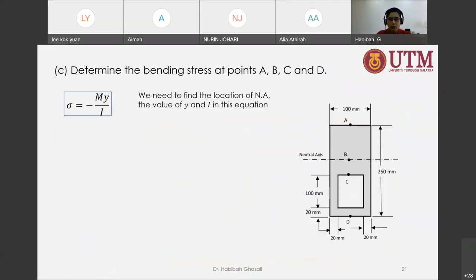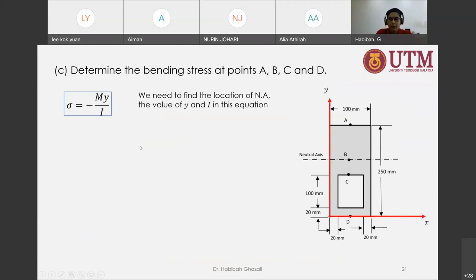With I, we know that we need to use the parallel axis theorem. In the parallel axis theorem, there's a term d, which is the distance from the neutral axis to the centroid of each regular shape in this composite shape. In this composite shape, we have two shapes: a rectangle with a smaller dimension and a rectangle with a larger dimension. So we need to find the neutral axis first. How do we do that?